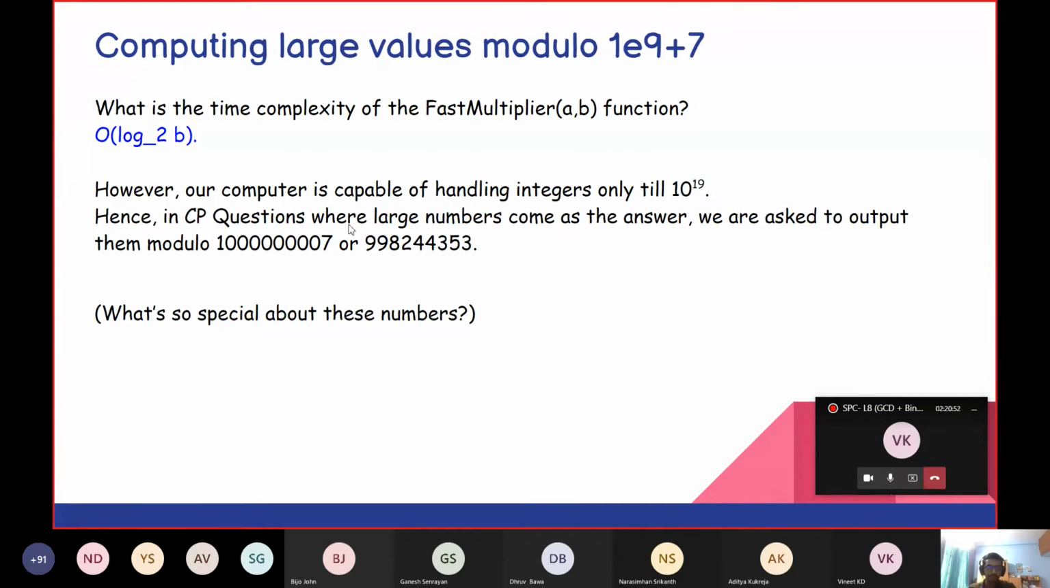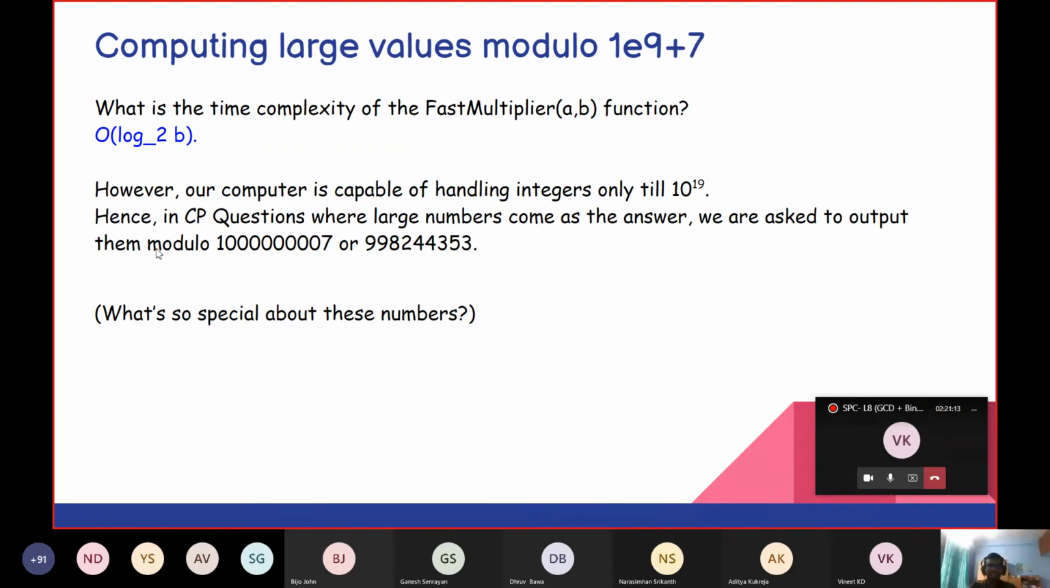What they generally do is, they ask you to output that large number modulo some huge 9-digit number that you would have seen. I think in the contest also for one question we gave this number, 1E9 plus 7. Another number that commonly comes is 998244353. Looks like some random pattern. No, I printed 9 twice, 4 twice, and 3 twice.